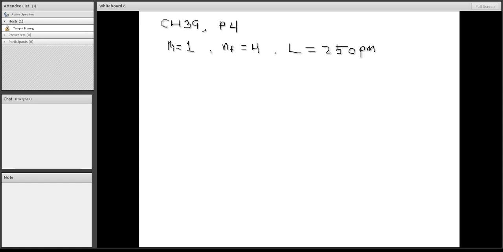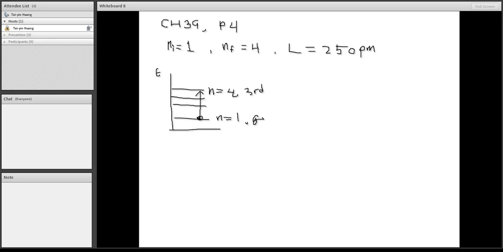picometers. So you're asked to find how much energy is required for the electron to jump from its ground state to the, let's say you have this energy level diagram, and this is n equal to 1, that's your ground state. Then you have n equal to 2, first excited state, n equal to 3, second excited state, and n equal to 4. That's your third excited state. So ground state, third excited state. How much energy is required for the electron initially at n equal to 1 to jump up to n equal to 4?